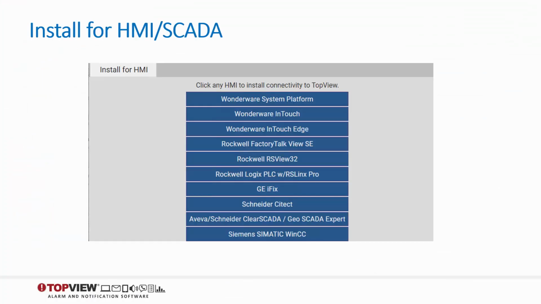The Install for HMI screen has a button for each SCADA system supported by SCADA Connect. Click the button for your SCADA. The options you will see are the same for every SCADA. Wonderware, InTouch, and System Platform have one additional option, so I'm going to show the options screen for System Platform.